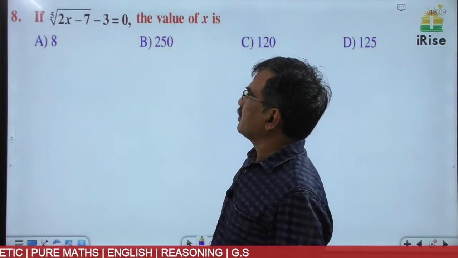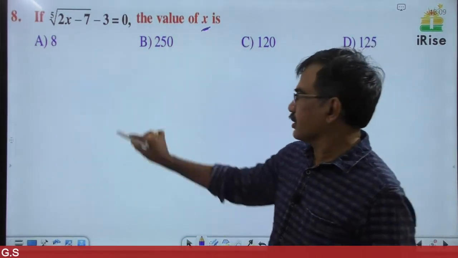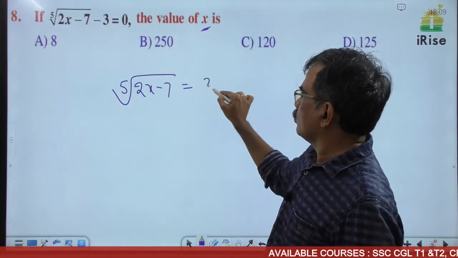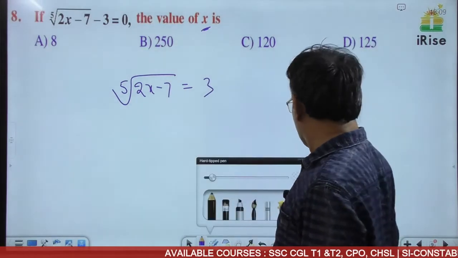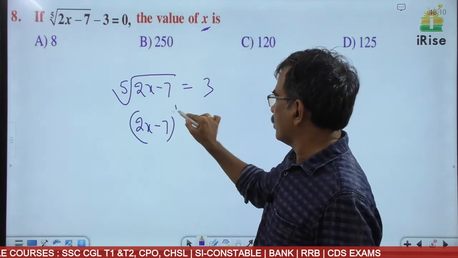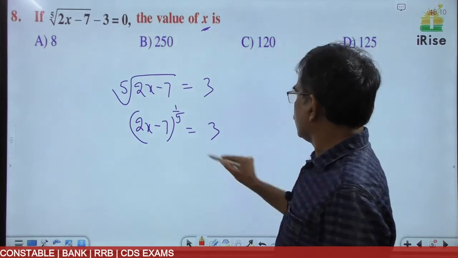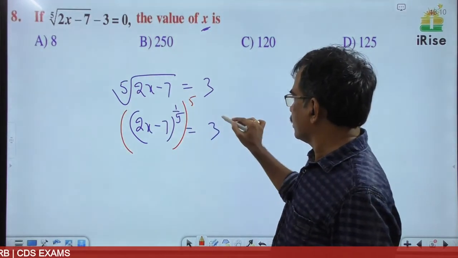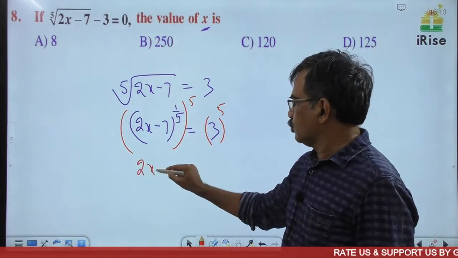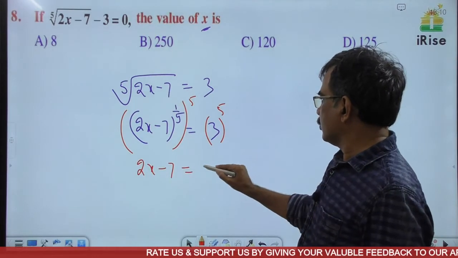Fifth root of 2x minus 7 minus 3 is 0. Then what is the value of x? Fifth root of 2x minus 7 is equal to 3, given. Actually this is nothing but 2x minus 7 whole power 1 by 5 is equal to 3. Taking whole power 5 on both sides, 5 cancel. 2x minus 7 is equal to 3 power 5. 3 power 5 is nothing but 243.